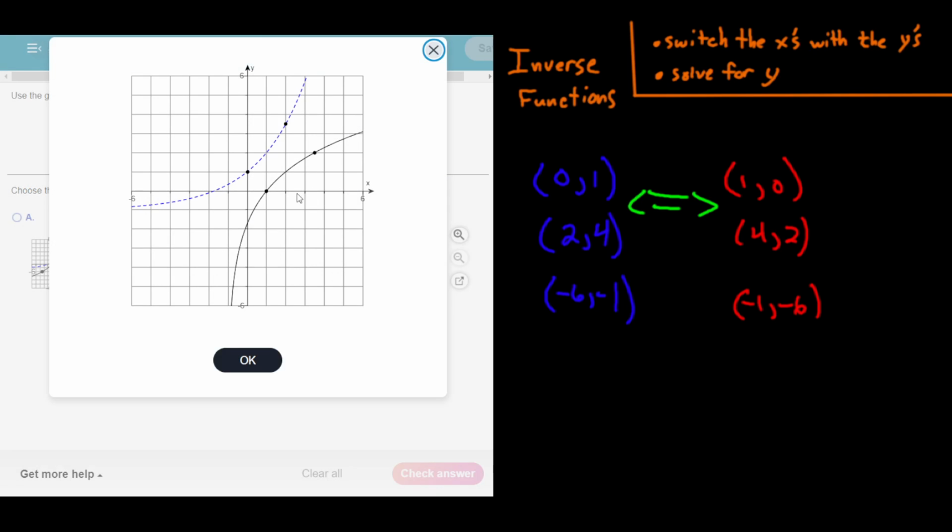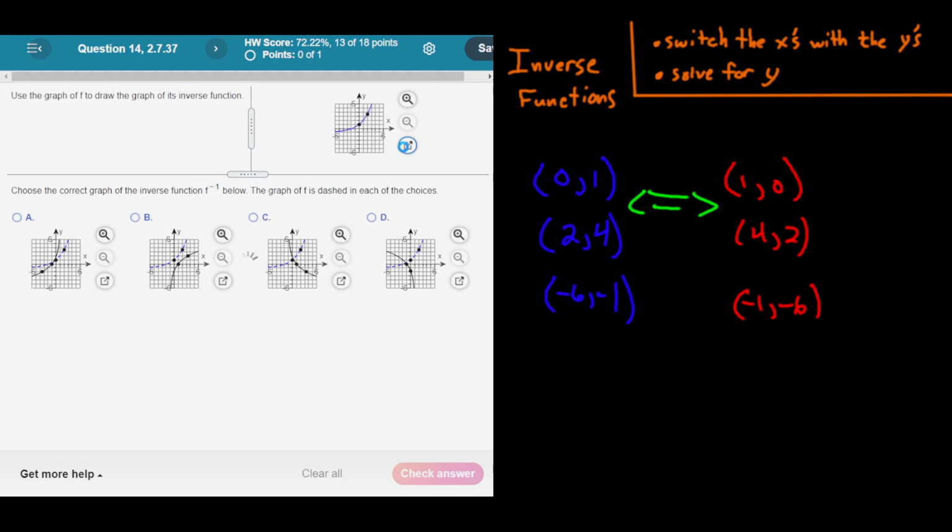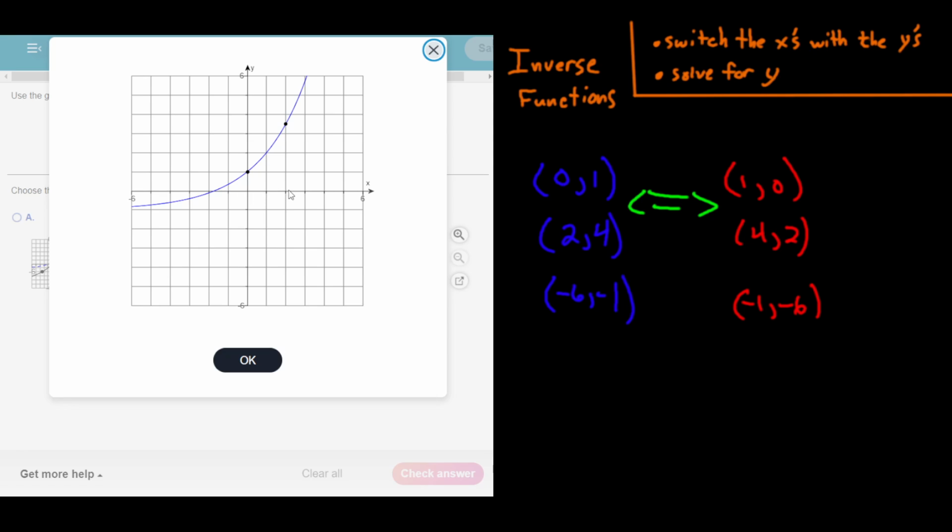Wait, did I say this one doesn't? This is 1, 2, 3, 4, 5, 6. So 1, 2, 3, 4. I know what's going on. This point right here was not a solid point, was it? If we go back to the original here, this is not 2 comma 4. This is like 2 comma 3.5.